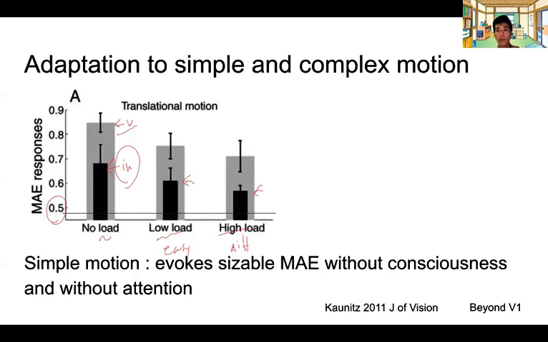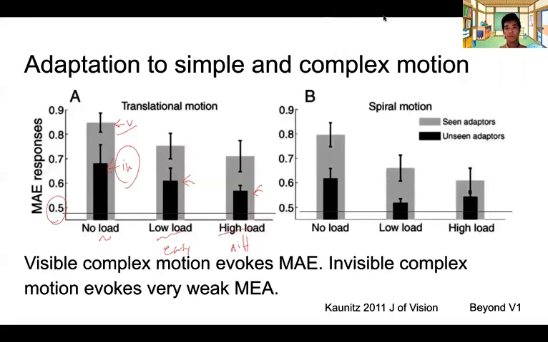Okay. And then the complex motion. In the case of the spiral motion, when he did it with a seen adapter, no suppression, then the adaptation was very strong, regardless of the attention. But if it's an invisible stimulus, then even with the easy attention task it was very weak. It already became at chance level, and this one as well. So the visible complex motion evokes motion aftereffects, but invisible complex motion evokes very weak motion aftereffects, if anything.